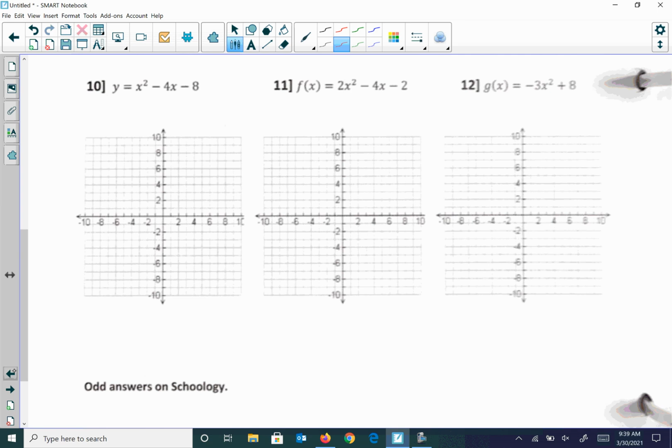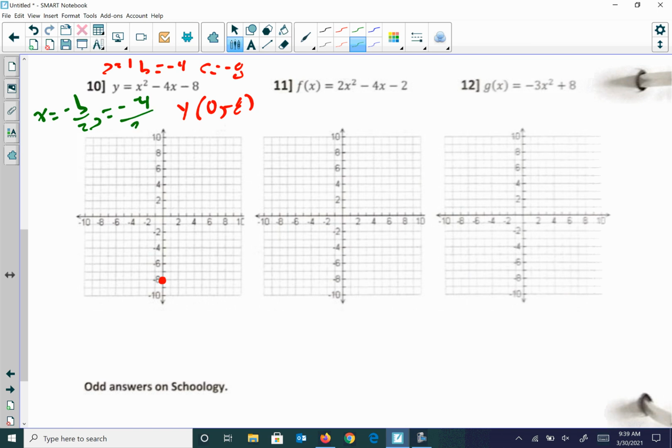All right, number 10, I get a equals 1, b equals negative 4, c equals negative 8. Because this is set up this way, I get 0, negative 8 is my y-intercept. So 0, negative 8 is down here. Remember, it's just a point. And then I'm going to get x equals negative b over 2a, which is negative 4 over 2 times 1. Negative negative 4 is 4. 4 over 2 is 2.